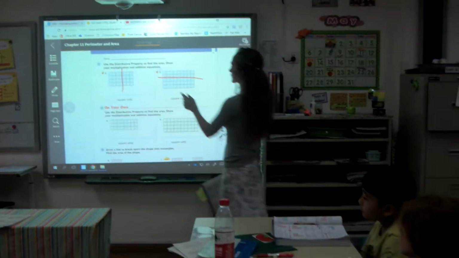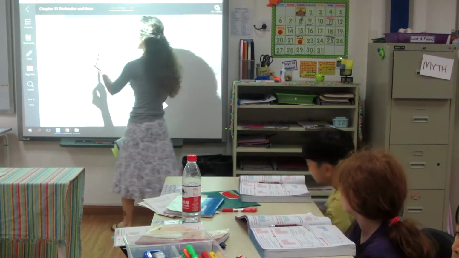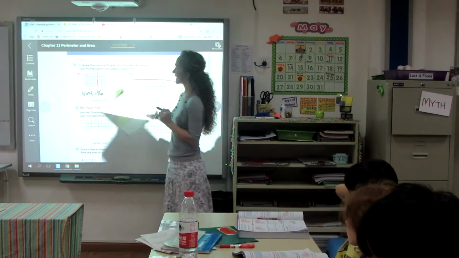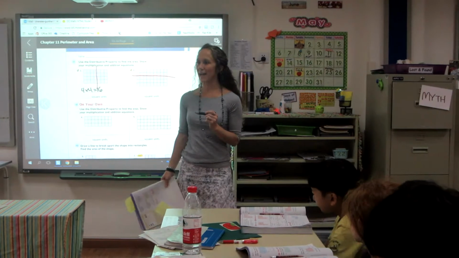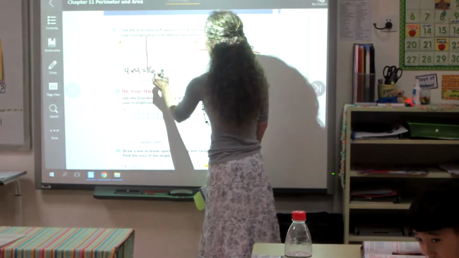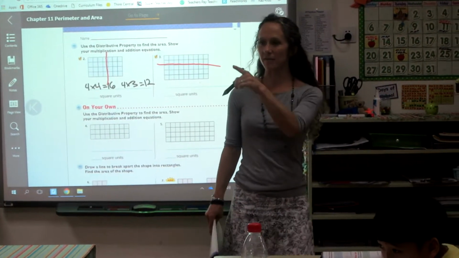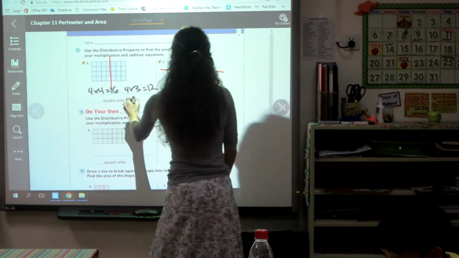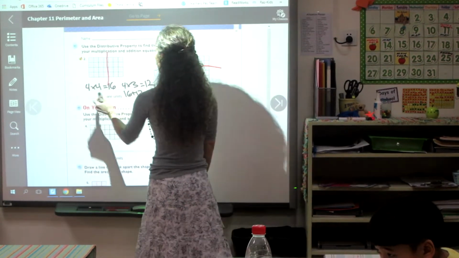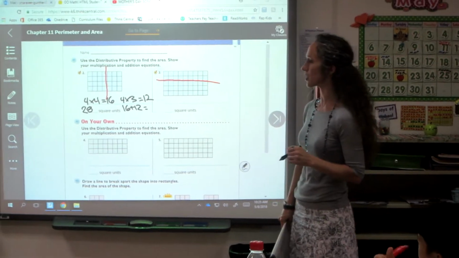Okay, Emmy, for your first square, what did you come up with? 4 times 4. Okay, 4 times 4 equals 16. For our second, that one's more of a rectangle. What did you have, Isabel? 4 times 3 equals 12. For your addition equation, what did you have, Percy? 16 plus 12 equals 28. Is he correct? Yes, so 28 square units you should have had for your problem.